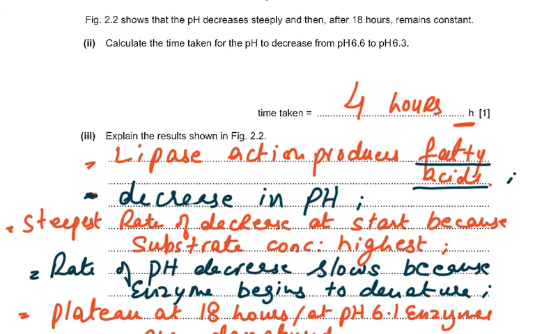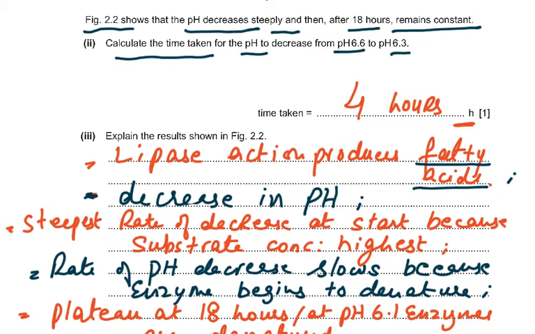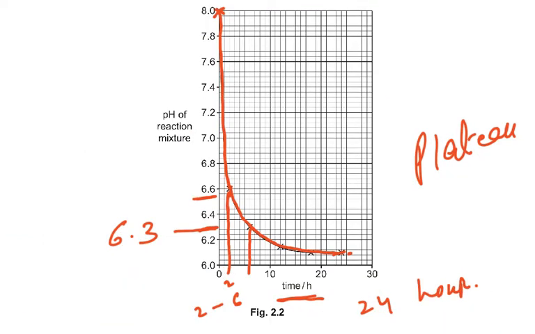Let's look at the next part of the question. Figure 2.2 shows the pH decrease steeply and then after 18 hours remains constant. Calculate the time taken for the pH to decrease from 6.6 to 6.3. So I have just drawn that on the graph. As you can see here, this is 6.6 and this is around 6.3, and 6.6 was at 2 hours and 6.3 was at 6 hours.